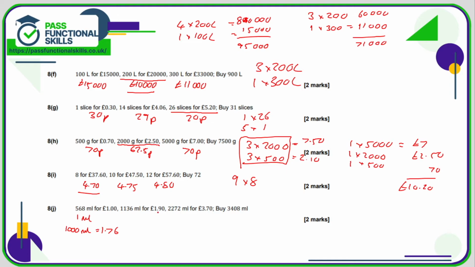You're going to do exactly the same thing for the next deal. So £1.90 divided by 1136 times by 1,000. That works out as £1.67 per litre. And again, 370 divided by 2272 times by 1,000 is £1.63. So the best value is the 2272 for £3.70. I've no idea how we're going to hit this number exactly, so I'm definitely going to buy 1 times 2272, and if I subtract 2272 from 3408, what am I left with? I am left with a total of 1136. Oh, that's handy. So, and also 1 times 1136, and we're done.